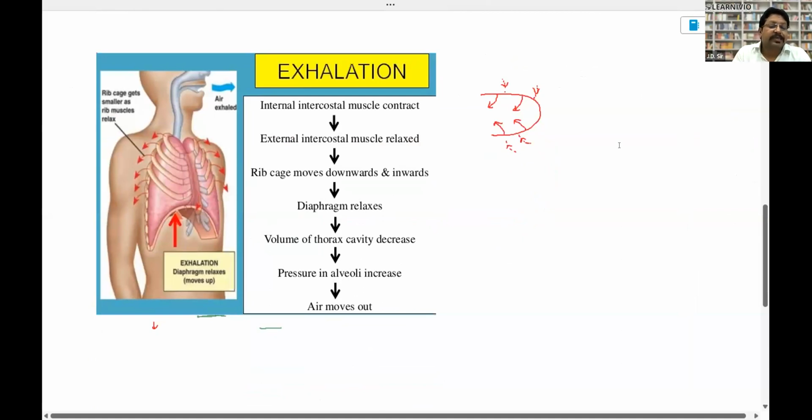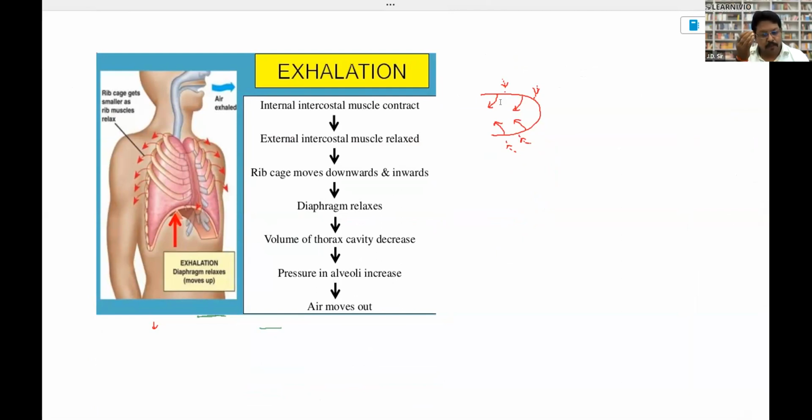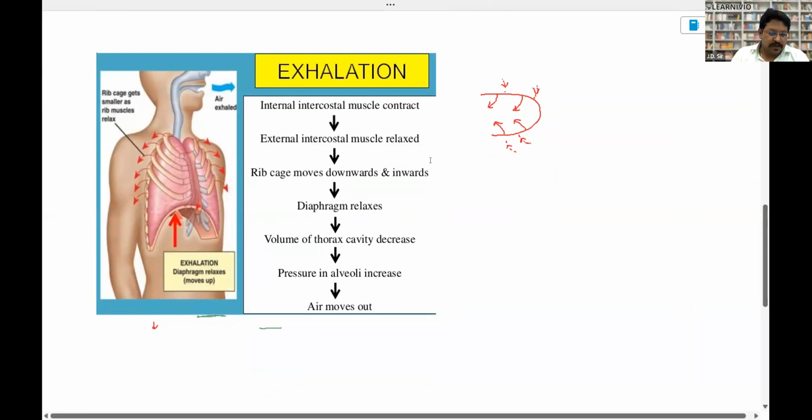What happened in the exhalation? Exhalation means when we breathe out. So what happened during breathing out? It's opposite to inhalation. The internal intercostal muscles will contract, and obviously when the internal intercostal muscles contract, the external ones have to be relaxed, right? The rib cage will move downward and inward.